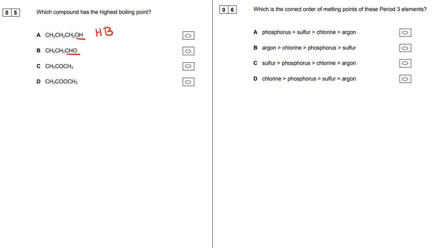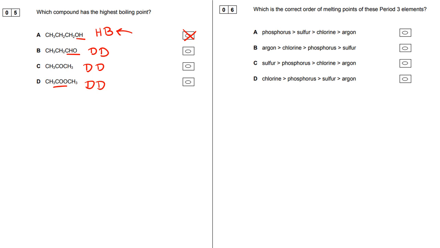You've got a C double bond O there in propanol. That's a polar bond, so you're going to have dipole-dipole forces between the molecules. Again with propanone, you're going to have a C double bond O, that's a polar group, so you're going to have dipole-dipole forces. And finally with the ester, C double bond O, single bond O there, that's your ester group. That is also polar, so you'll have dipole-dipole forces between molecules. As you should be aware, hydrogen bonds are stronger than dipole-dipole forces, so propan-1-ol would have the highest boiling point.